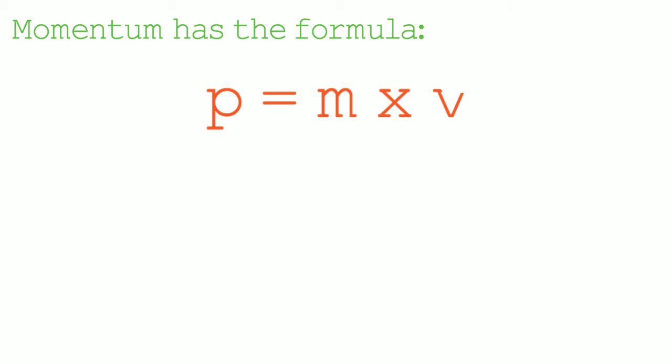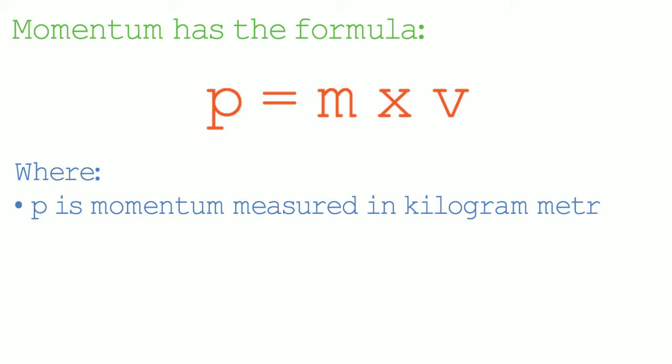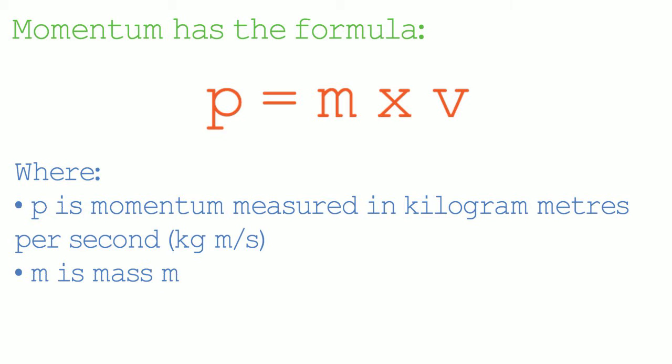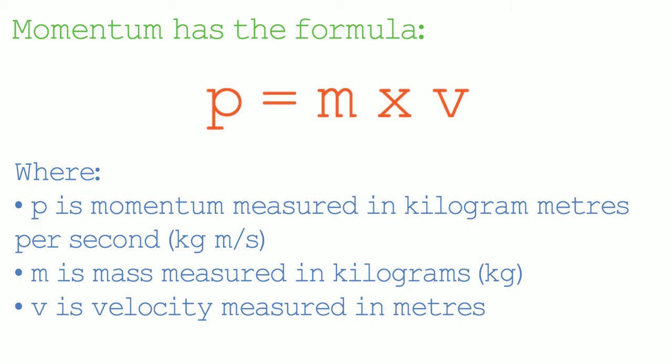We can work out the momentum of an object by using the following formula. The formula is p equals m times v. p in this formula is momentum, and we measure this in kilogram meters per second. m is the mass of the object, and this is measured in kilograms. And finally, v is velocity, and this is measured in meters per second.